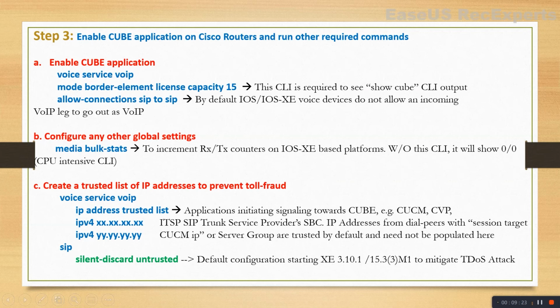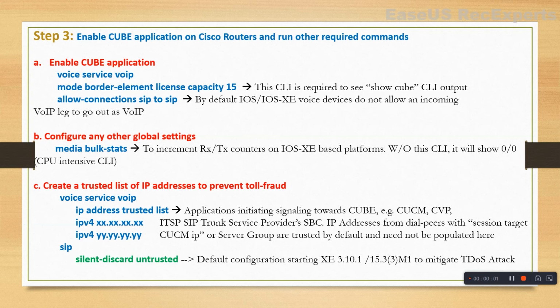Allow-connections SIP to SIP is a very important command and it is mandatory. Why? By default, a Cisco IOS or IOS XE does not allow an IP to IP call. By default, they allow IP to TDM calls, which can be SIP to PRI, SIP to FXO, H323 to PRI, FXO. They allow those calls by default, but they don't allow IP to IP calls by default.